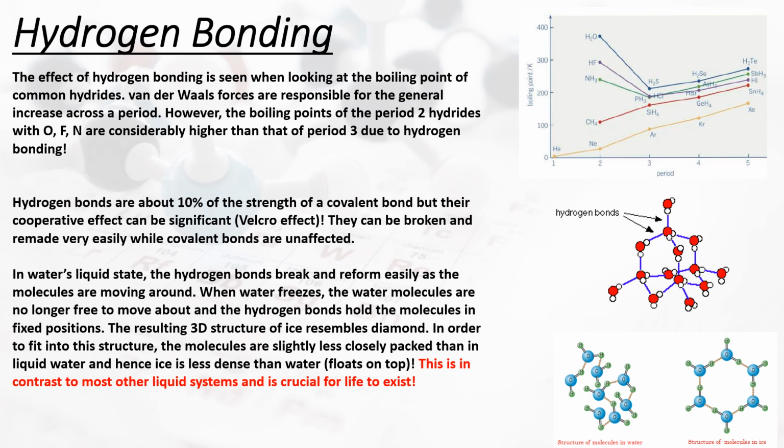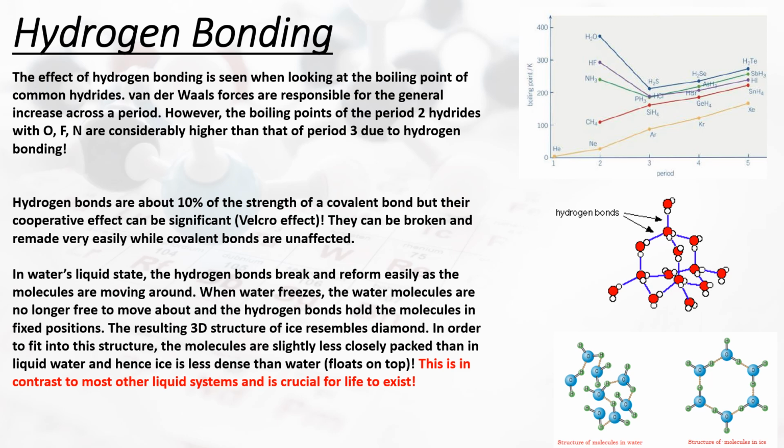Now, hydrogen bonds are about 10% the strength of a covalent bond, but their cooperative effect can be significant. So while on their own they're a tenth of the strength of a covalent bond, if you have lots and lots of them all adding together, the cooperative effect can be quite significant. We call it the Velcro effect. One tiny strand of Velcro really isn't going to do much, but if you have lots and lots of Velcro, then it can be really sticky. And so these hydrogen bonds, because they're not particularly strong, can be broken and remade quite easily, while the actual covalent bonds in the molecule are unaffected.